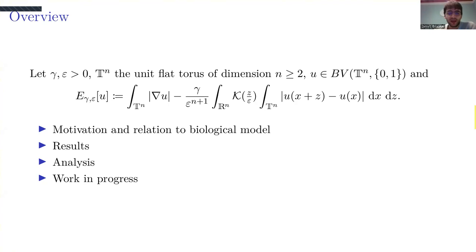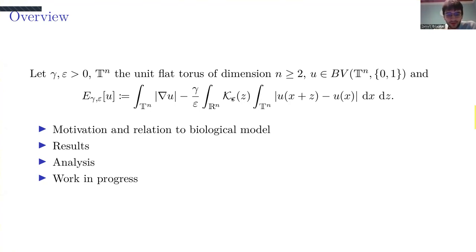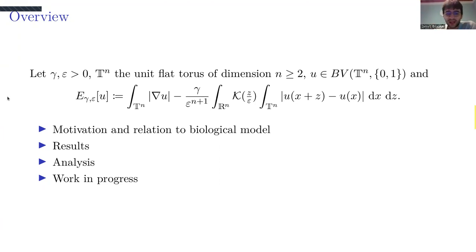Every time I write this K epsilon, for simplification we'll always talk about L1 dilations of K. So K epsilon is 1 over epsilon to the n of K of x over epsilon, as we jump through the slides. In general, you can take whatever epsilon with some additional assumptions, and everything works, but for simplification we work with L1 dilates today.